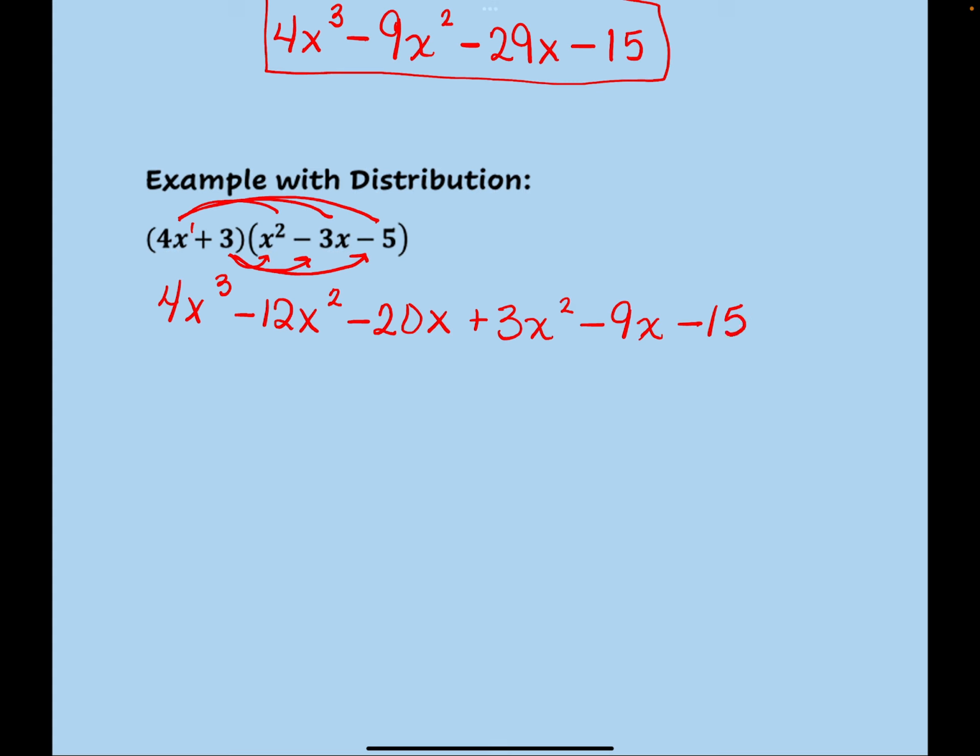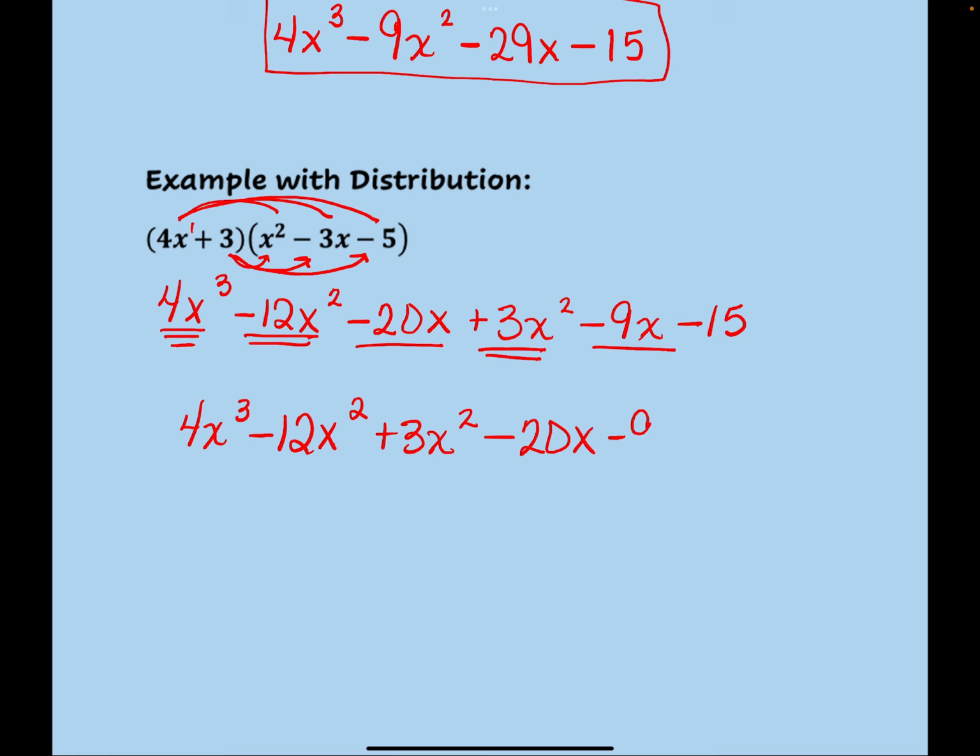Now, I'm going to write this out so that they're paired up again, just so you see what I'm talking about. So I have one of them that has x to the third. So that one's going to go first. 4x to the third. I have 2 of them that have x squared. Negative 12x squared and positive 3x squared. Then I have 2 terms that just have a single x. So negative 20x, negative 9x, and then the constant term, negative 15.